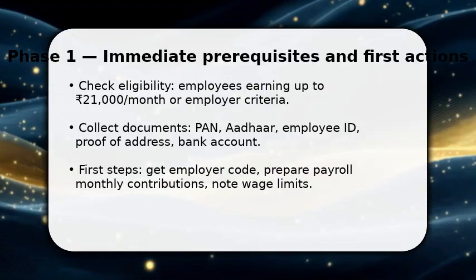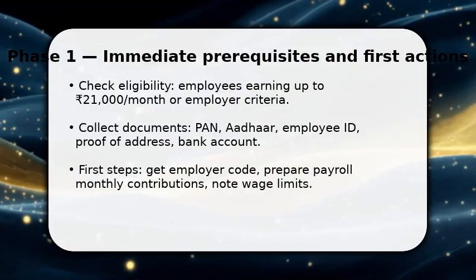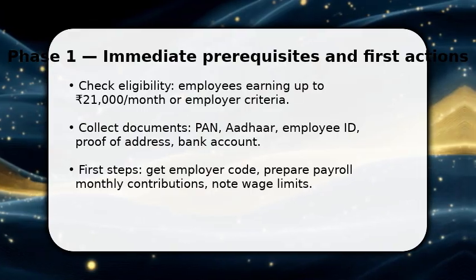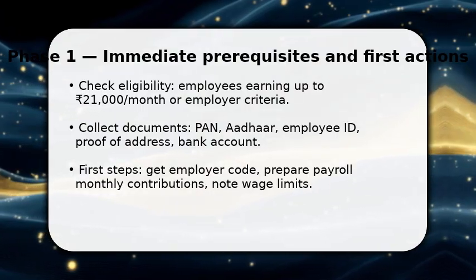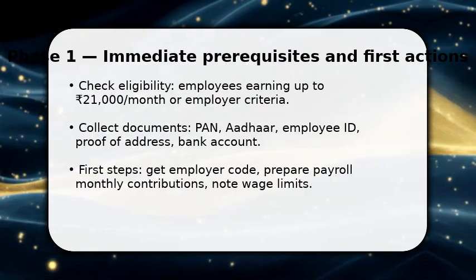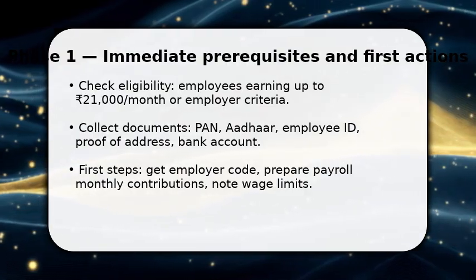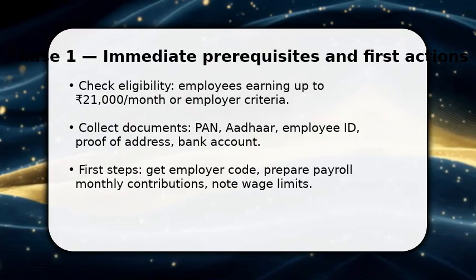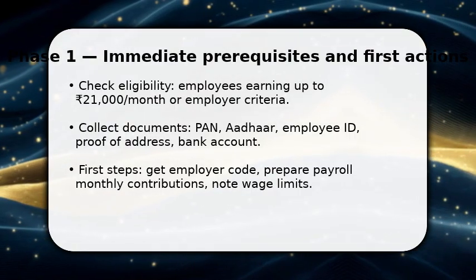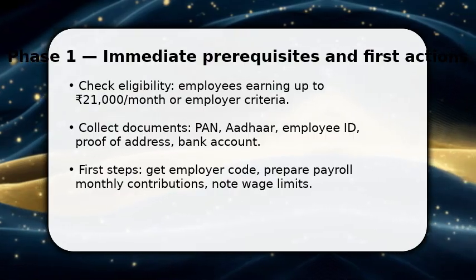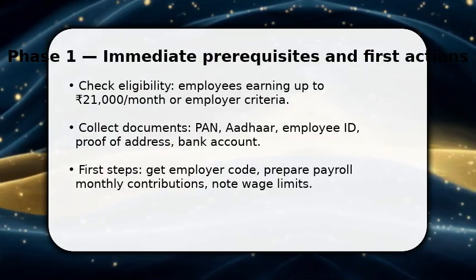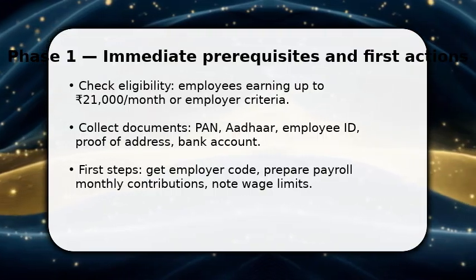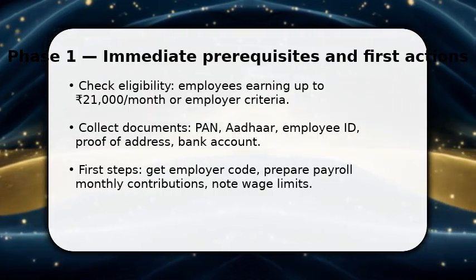You begin by confirming eligibility and gathering documents. First, verify that your workforce or self falls under the ESI wage ceiling, then assemble PAN, Aadhaar, bank, and address proofs. Once done, obtain the employer code from the local ESI office and prepare basic payroll entries showing gross wages and contribution shares. Make sure to note wage thresholds and contribution percentages so you can enter accurate data when applying. This gets you ready to actually request an ESI number without delays.